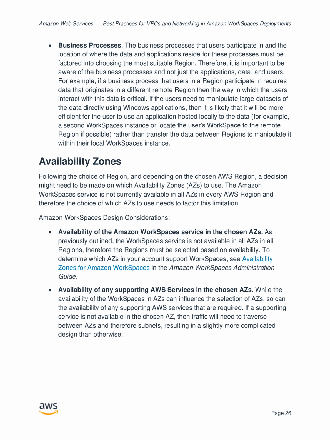Availability zones. Following the choice of region, and depending on the chosen AWS region, a decision might need to be made on which availability zones, AZs, to use. The Amazon WorkSpaces service is not currently available in all AZs in every AWS region, and therefore the choice of which AZs to use needs to factor in this limitation.